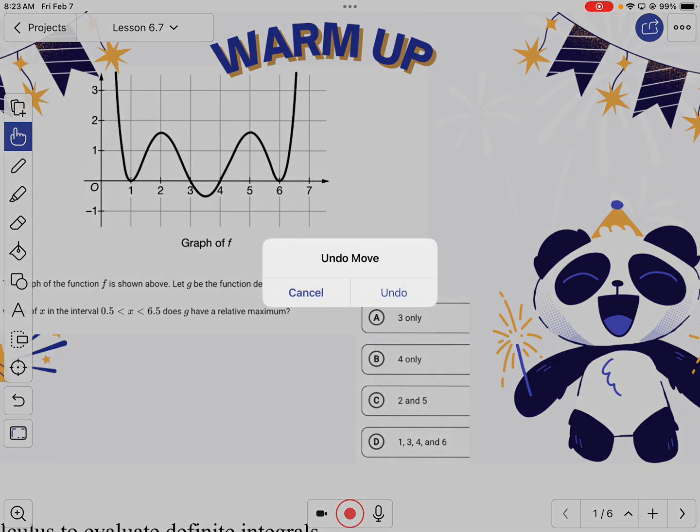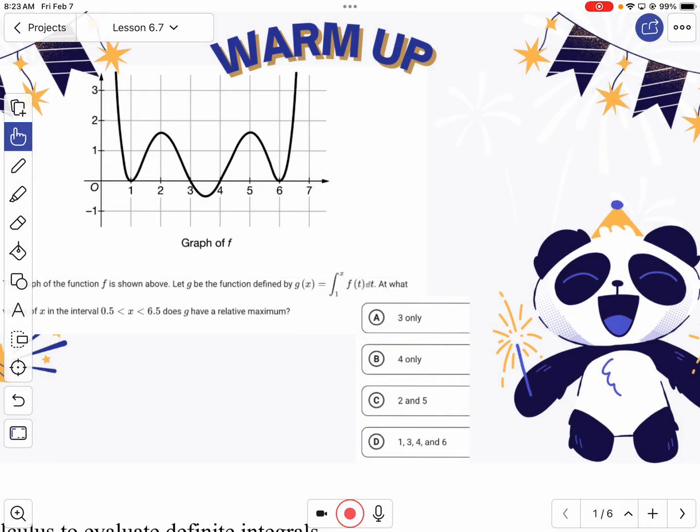All right, so let's take a look at our warm up. It says the graph of the function f is shown above. Let g be the function defined by g of x equals the integral from 1 to x of f of t dt. At what value of x in the interval from 0.5 to 6.5 does g have a relative maximum? Okay.